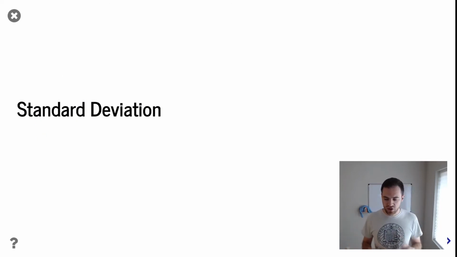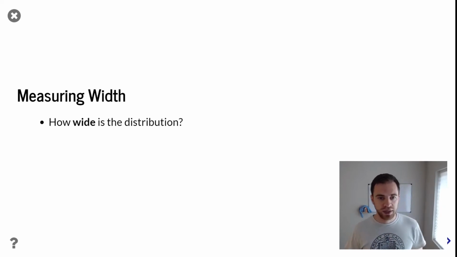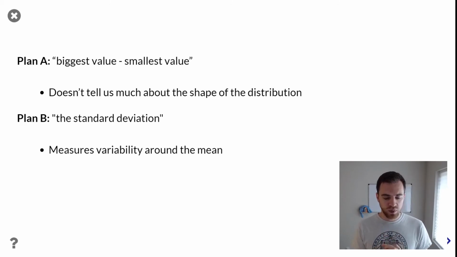Okay, so the standard deviation. You've probably heard of the standard deviation before. We're going to use it to measure the width of a distribution. Let's throw out everything we know about the standard deviation and just try to come up with a measure of how wide the distribution is. The first thing we might do, called plan A here, is take the biggest value minus the smallest value. This tells us something about the width, but it has some major drawbacks. First of all, it's sensitive to the largest and smallest values. If Jeff Bezos enrolls at UCSD, all of a sudden the difference between the biggest value and the smallest value just gets huge.